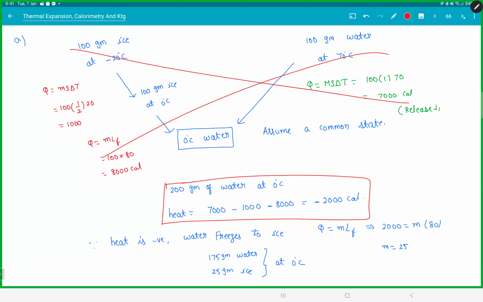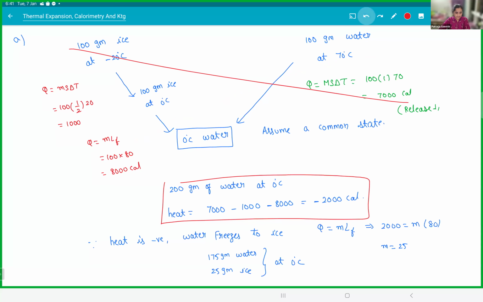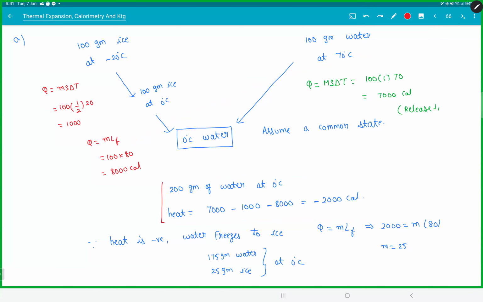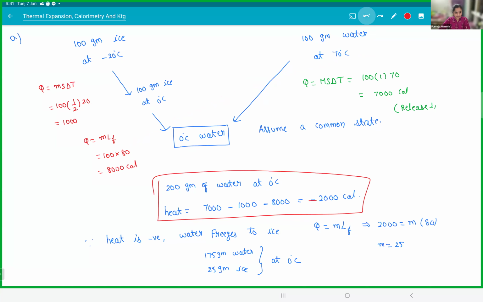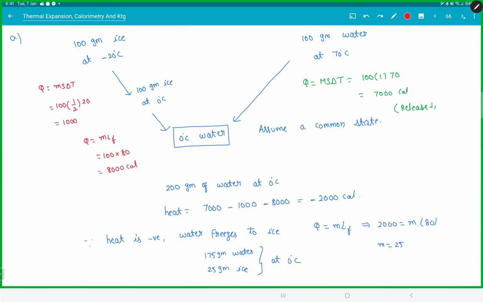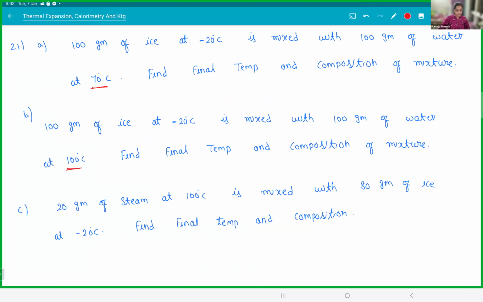Are you getting it? Try to think that way. Forget about the question, mixing and all, forget about it. So, this is what I created. Suppose this plus 2000 means 200 grams of water at zero, I added 2000 calories. What will happen? You're getting it. So, our assumption won't give you the answer, but at least you'll get stuck somewhere, na? Then you know what to do from there. Try for B and C.